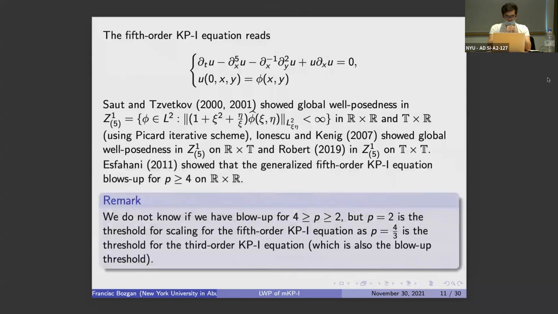And also, let me tell you about the generalized fifth order KP1 equation. Esfahani in 2011 showed blow up for p greater than or equal to 4 for R cross R. As a remark, we don't know if we have, for this case, blow up if p is between 2 and 4. But the scaling threshold for the fifth order KP1 equation is 2 in this case, as 4/3 is the scaling threshold for the third order, which, as I mentioned before, is also the blow up threshold for the third order KP1 equation.